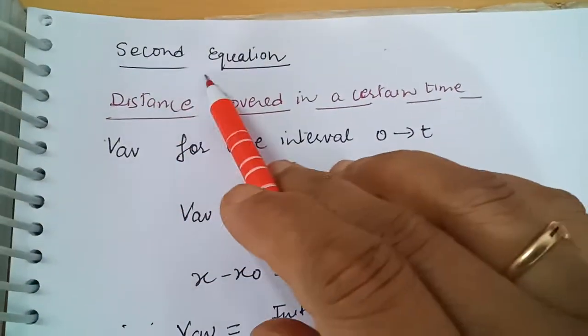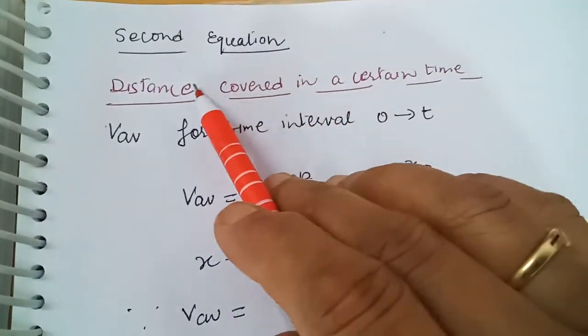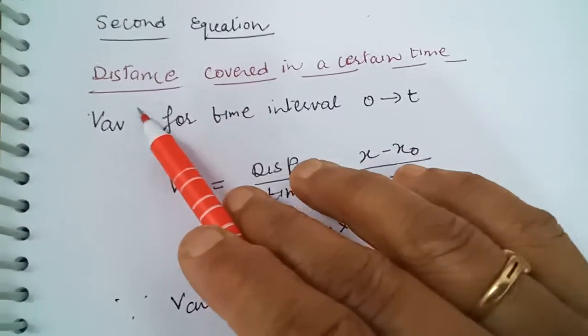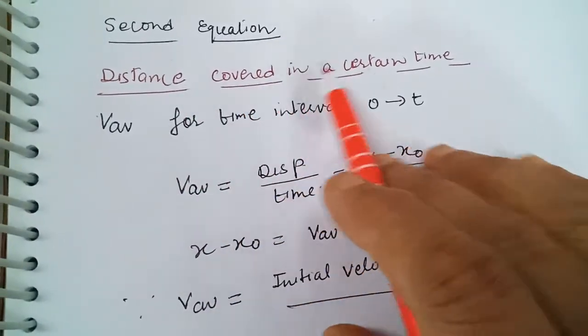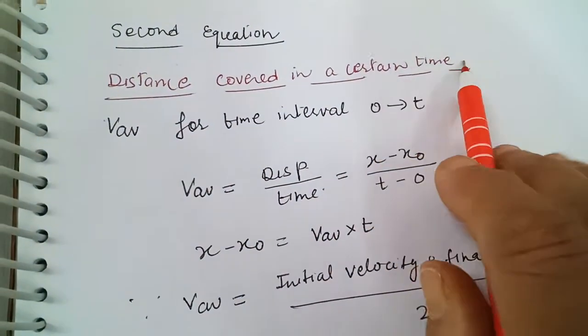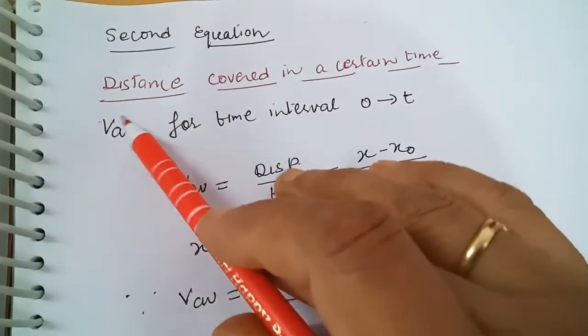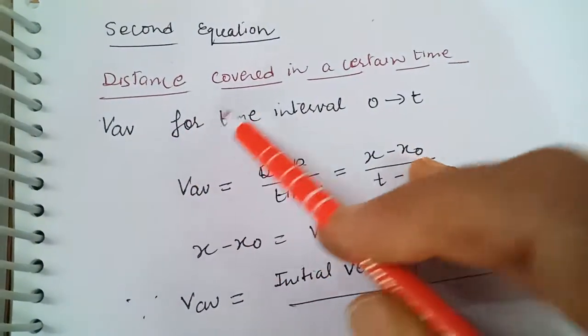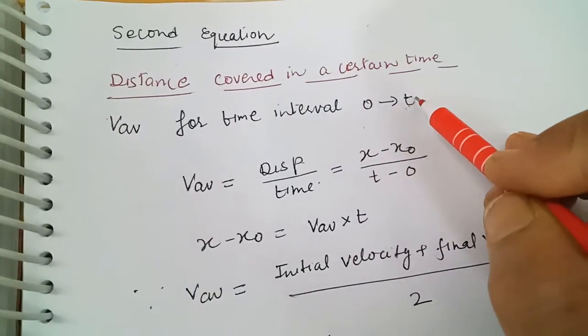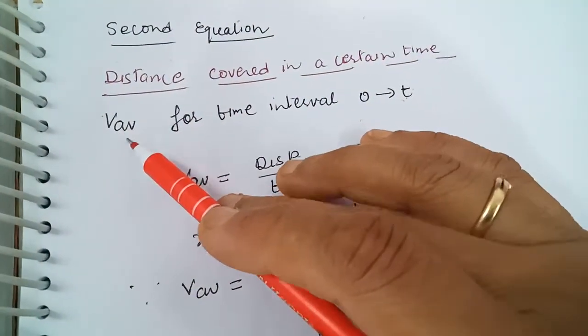Now this is the second equation for uniformly accelerated motion, and in this equation you are going to find out the distance covered in a certain time. For the distance covered in a certain time, if we consider average velocity for the time interval 0 to t, if we have two different times, then we can take the average velocity.